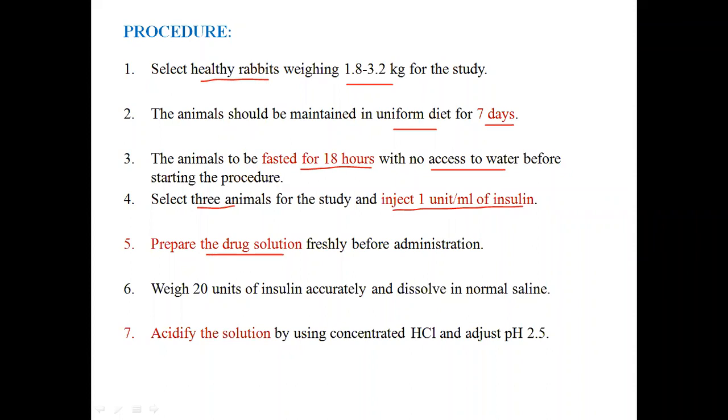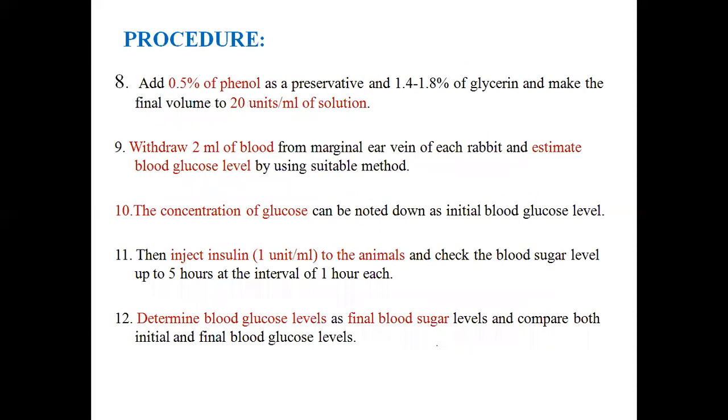Prepare the drug solution freshly before the administration. Weigh 20 units of insulin accurately and dissolve in normal saline. Acidify the solution by using HCl and pH. So all these points are related to preparation of the solution. Then you have to prepare it freshly, dissolve in normal saline, and maintain the pH at 2.5 by adding hydrochloric acid.